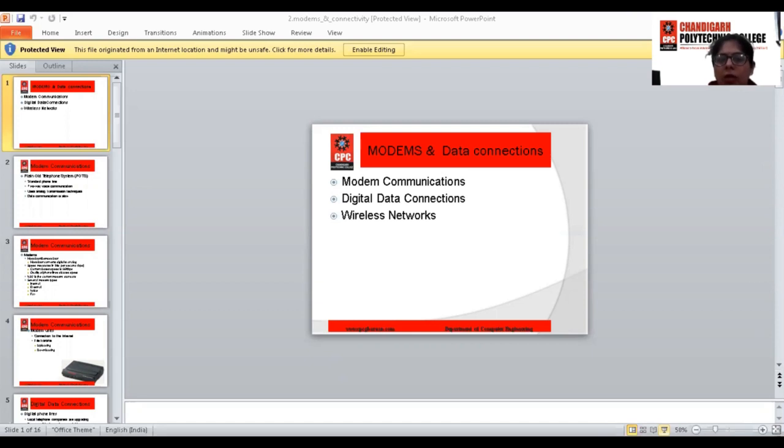Now what are the uses of a modem? First of all, we need a modem to connect our system to the internet because it is a conversion device. The systems are digital systems, and where the transmission medium is analog, the digital data of computer system needs to be converted into analog signal. So therefore, this device is required for the conversion.